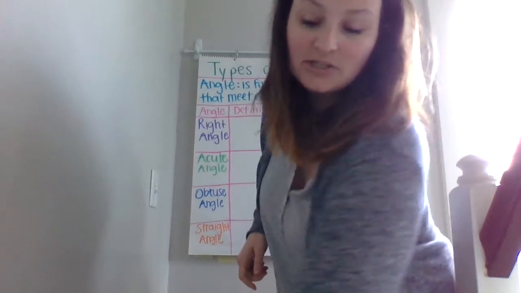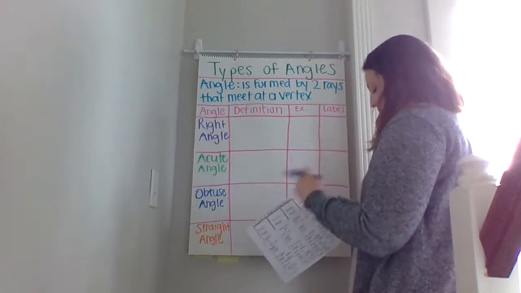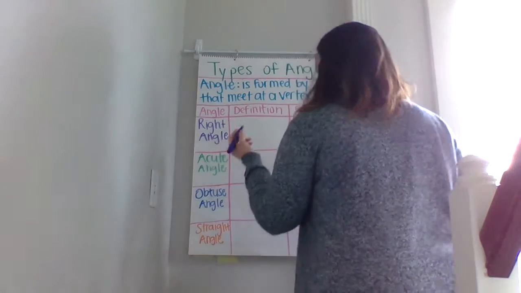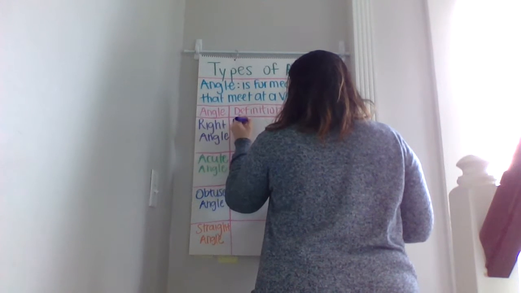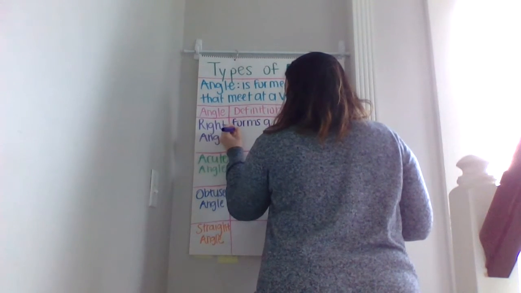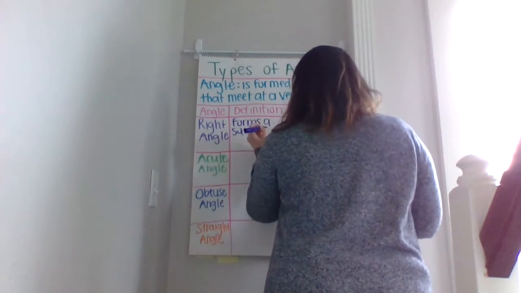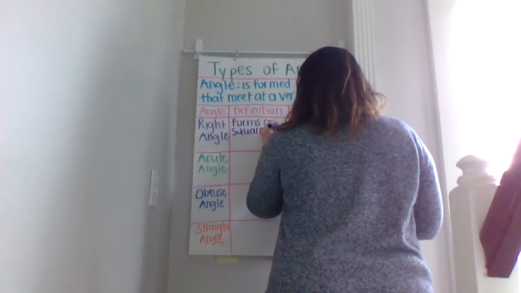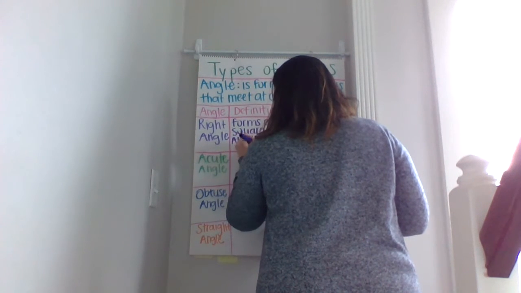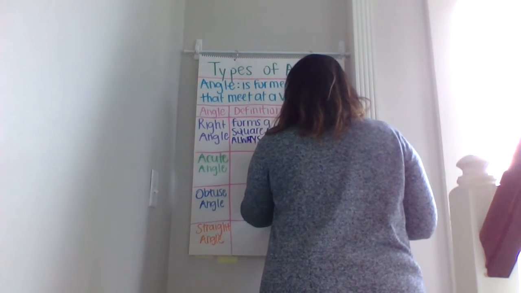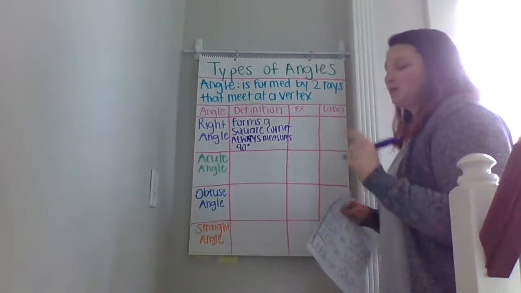So let's look first at a right angle. So a right angle forms a square corner and always measures 90 degrees. So let me back up for a minute.